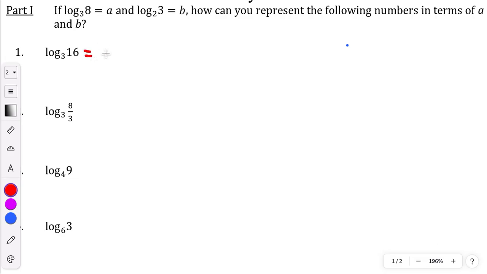Isn't this just log of 8 base 3, times 2? Isn't that the same thing? Well, if that is log of 16 base 3, remember we learned our little log rules about what we do when stuff gets multiplied. So isn't this simply log of 8 base 3 plus log of 2 base 3? Isn't it?